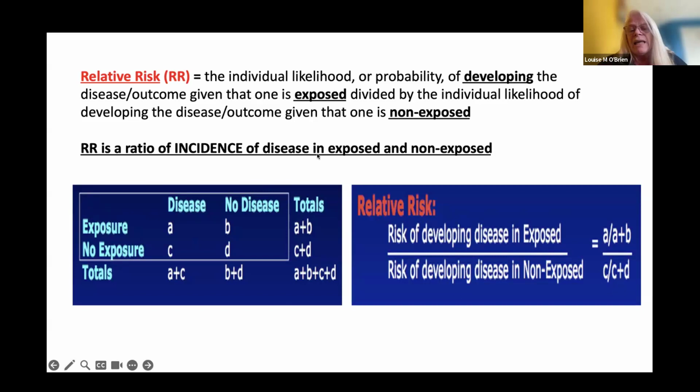So to calculate the relative risk, remember, you're looking at the risk of developing a disease if you were exposed. The way we calculate that from the table is cell A over cell A plus B. Then it's divided by the risk of developing the disease if you're not exposed, so that's cell C divided by cell C plus D. If you've set your table up right, you can keep going back and calculating relative risk. And we're going to talk about odds ratios as well.